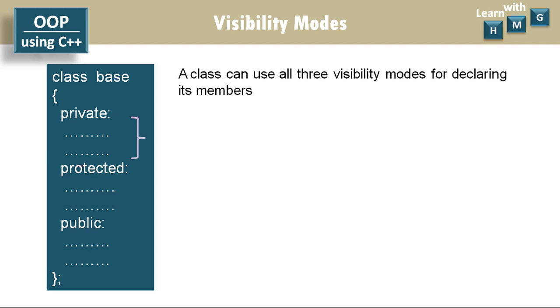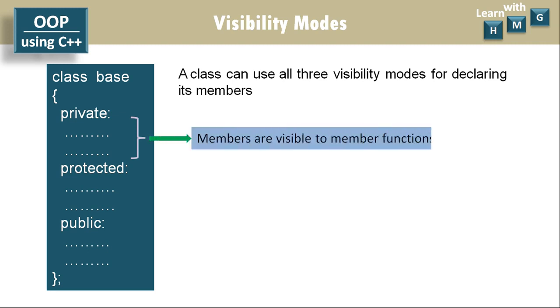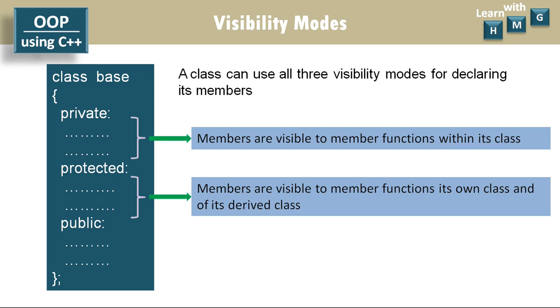These private members are visible to member functions within its class. So whatever data members are declared within the class, they are visible to member functions within its class. Whatever member functions are defined in this class can access these private data members. Then if there are protected data members, these protected members are visible to member functions of its own class and of its derived class.